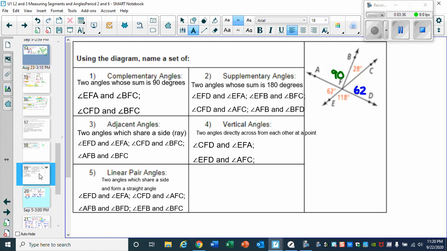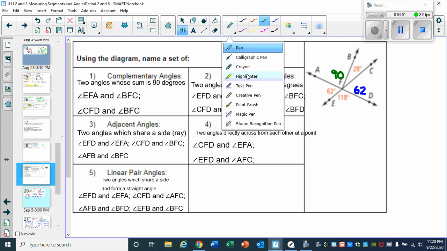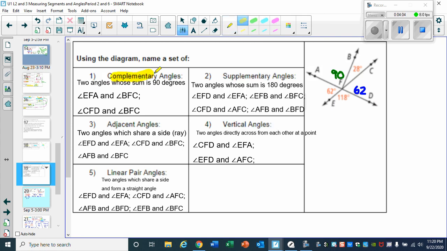Okay, for this diagram, what we're going to do is talk about angles whose sum is 90, 180, or they're adjacent, vertical, or linear pair. Now, for the first part, we have complementary. That means sum is 90.